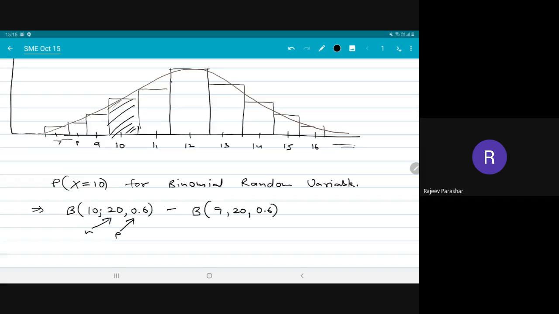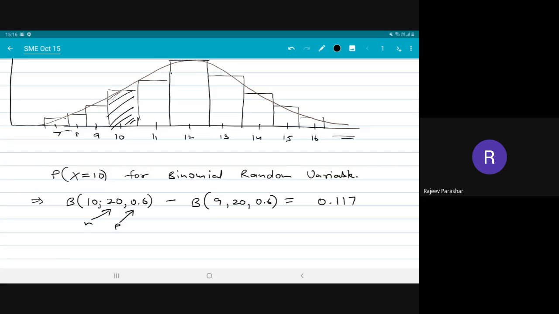Okay, so what we're doing is subtracting from the probability that the random variable takes on value 10 or less the probability that the random variable takes on values 9 or less, and we'll have the probability that the random variable takes on value 10. This will come out to be 0.117.